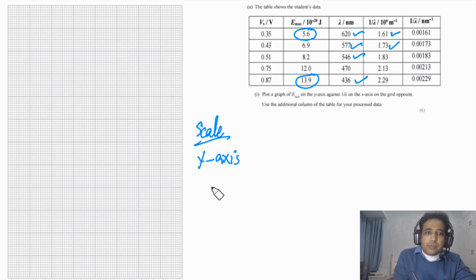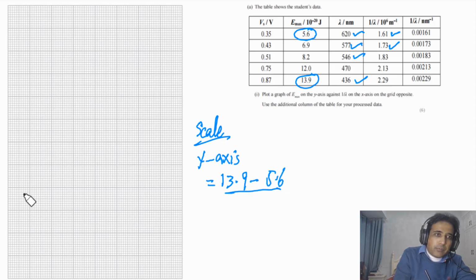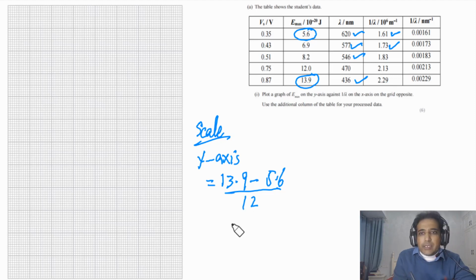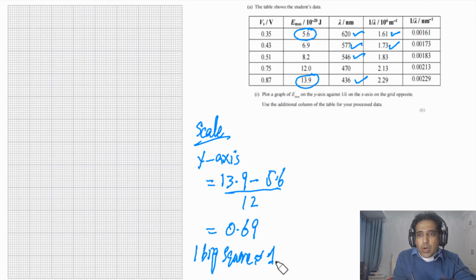So simply we can calculate the range. First of all, we have 13.9 minus the minimum 5.6, and we can divide this by the number of big squares. So we have 1 2 3 4 5 6 7 8 9 10 11 12. So we can simply divide this one by 12. So we will get 0.69. It means that one big square we can take about 1, so the difference can be 1.